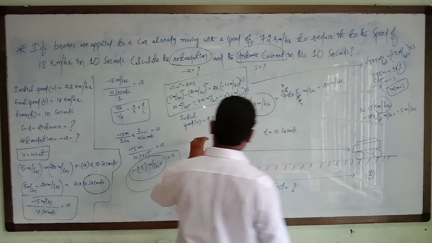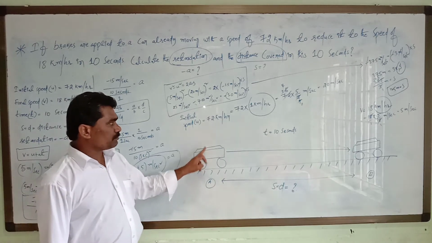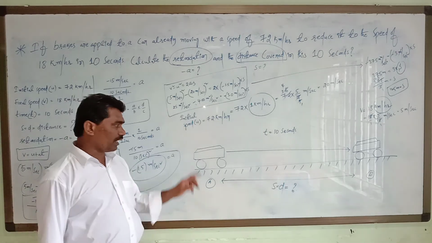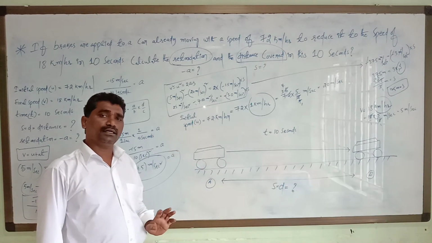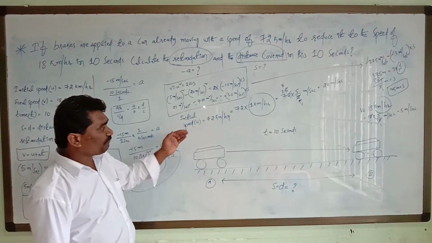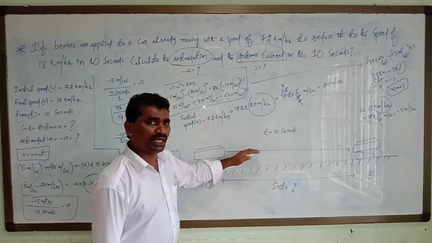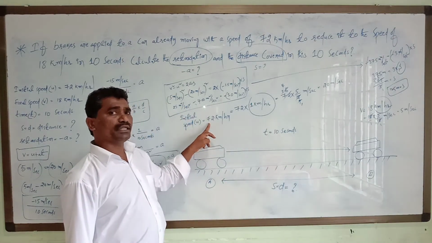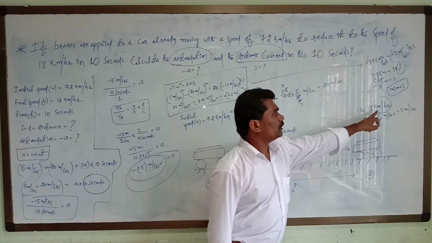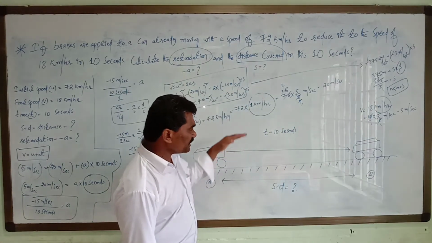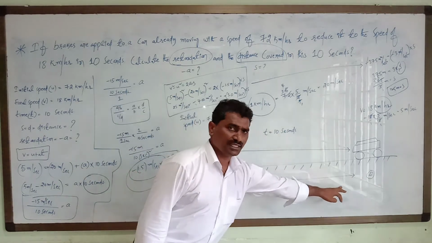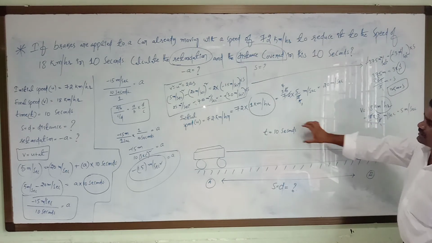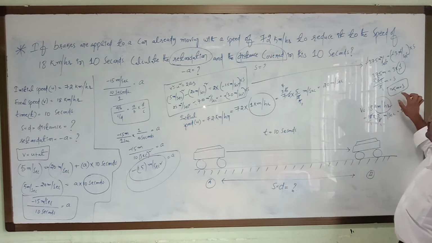So here one car is moving with 72 km per hour speed. The driver applied brakes, but the car doesn't stop immediately. After applying brakes, it takes some time, nearly 10 seconds. Within these 10 seconds, the speed of the car decreased from 72 km per hour to 18 km per hour. Within these 10 seconds, the car moved a certain distance. That distance is 125 meters.